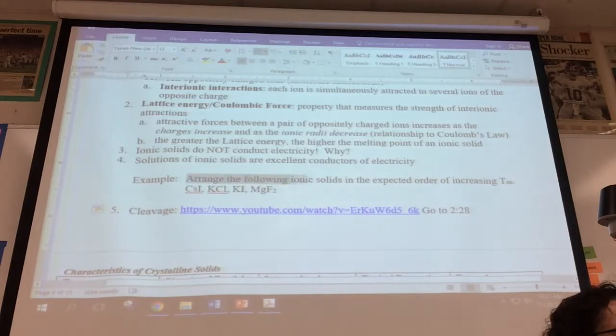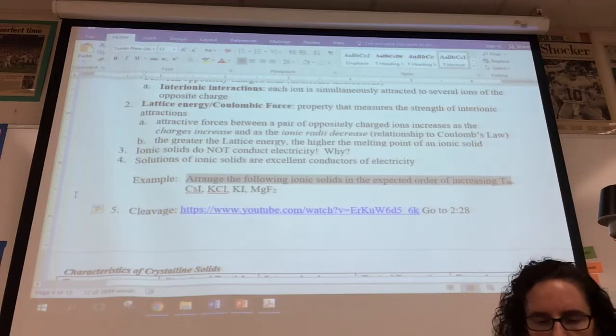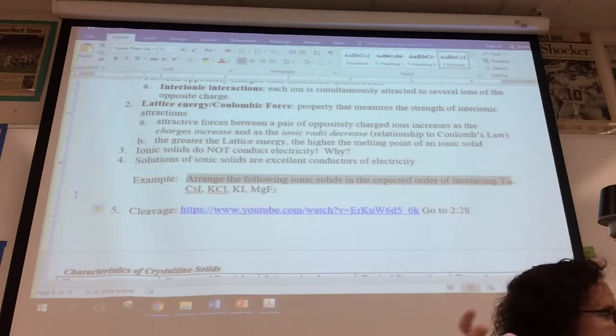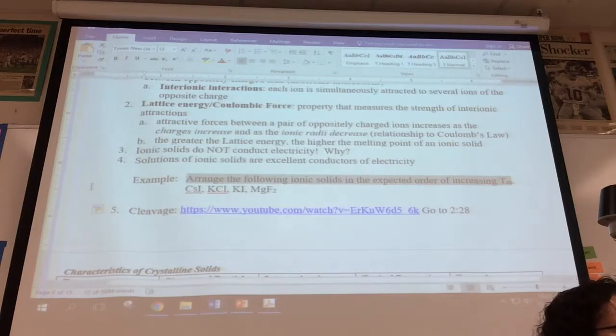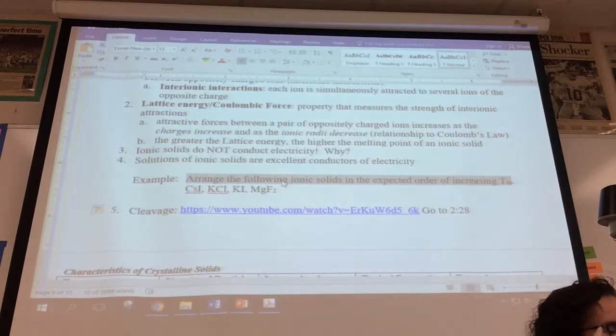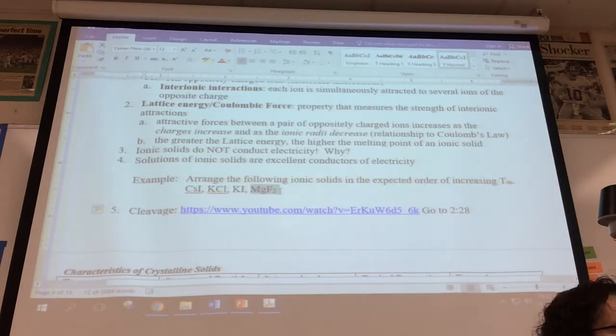It says arrange the following ionic solids in the expected order of increasing melting point. So what are you going to consider here? You're going to consider mobile electrons, or are you going to consider lattice enthalpy? Mobile electrons are for metals. These are ionic substances. So for ionic substances, which has the greatest lattice enthalpy? It's got to be this one with a 2 plus and 1 minus. These are all 1 plus, 1 minus. So this is the greatest.